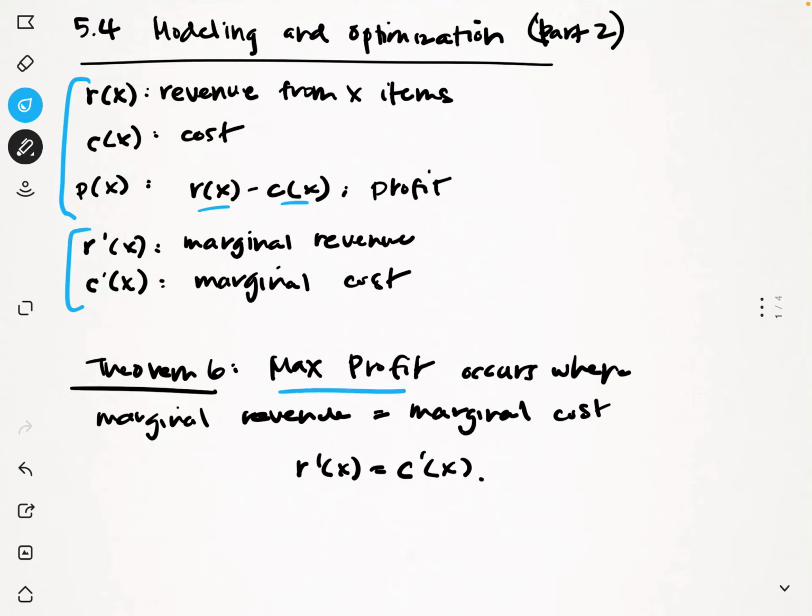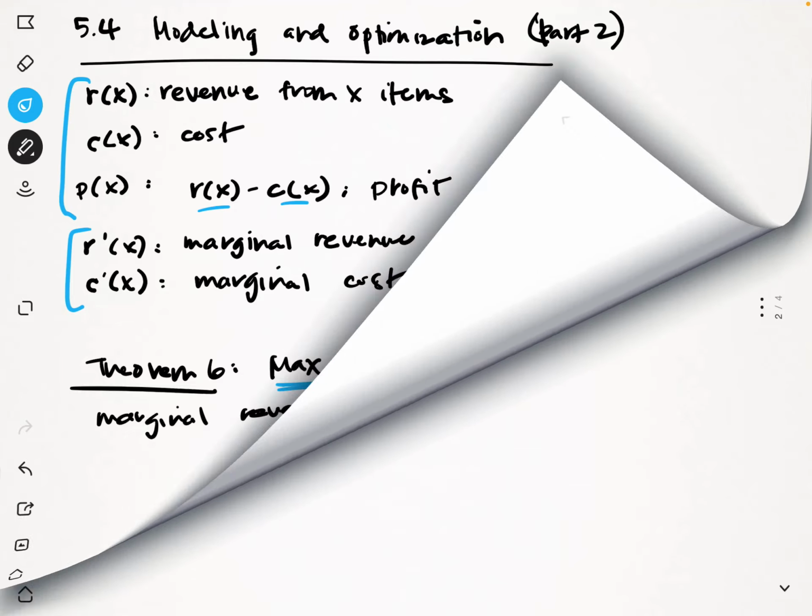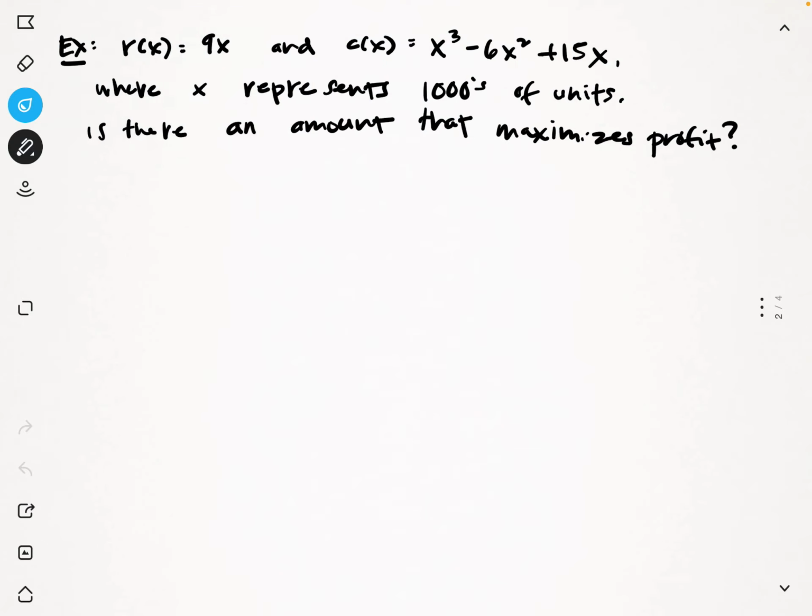So the max profit: obviously when we have a business, we want to find out how to maximize profit. We want to make as much money as we can from the thing that we're manufacturing. The maximum profit occurs where marginal revenue is equal to marginal cost. That means that R prime of x is equal to C prime of x. Let's just jump into an example here.